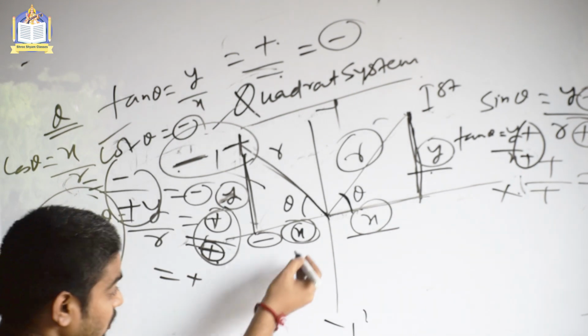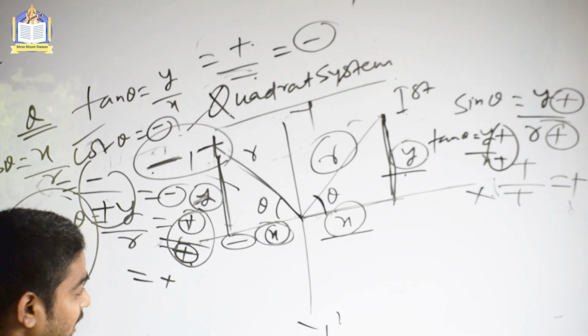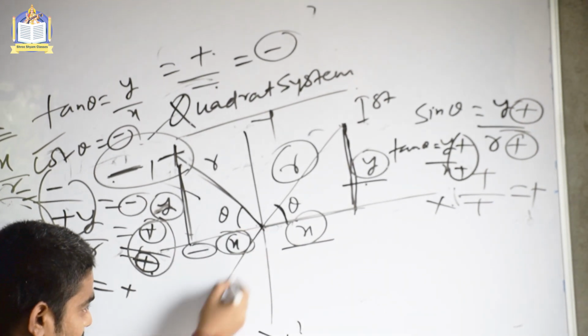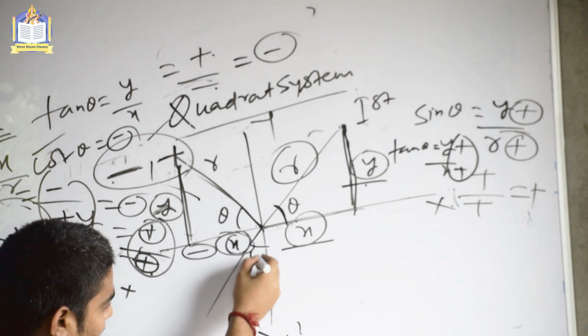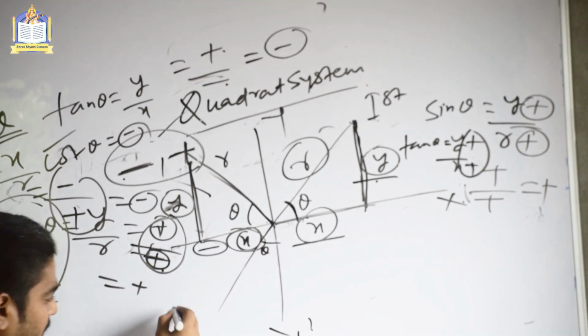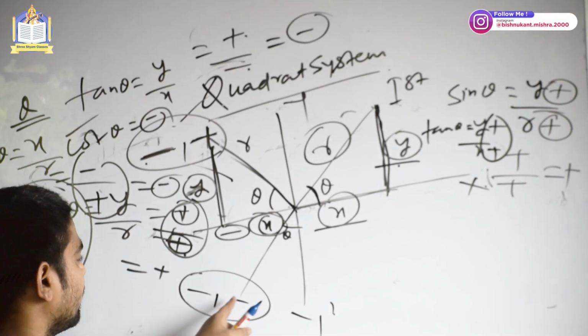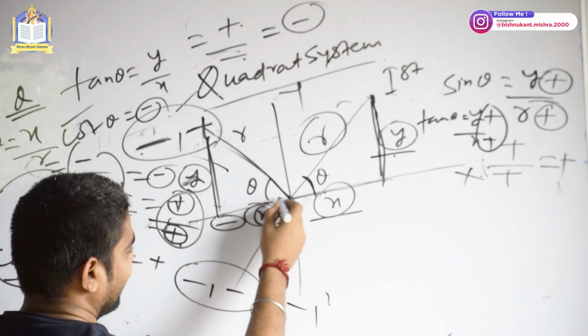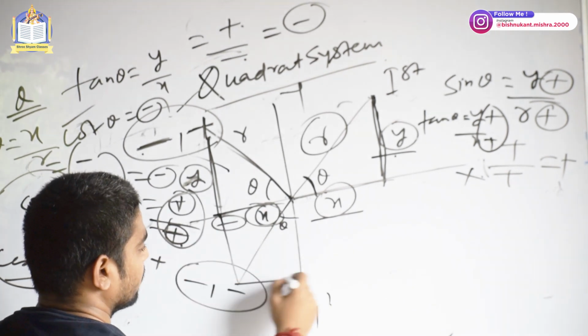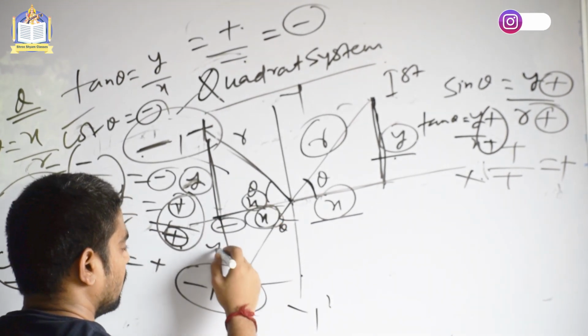Now let's go to the third quadrant, right? This is the third quadrant. Let's mark this angle with theta. We very well know that in the third quadrant, both x and y are negative. Hope it's clear. So this is x and this is y, right?